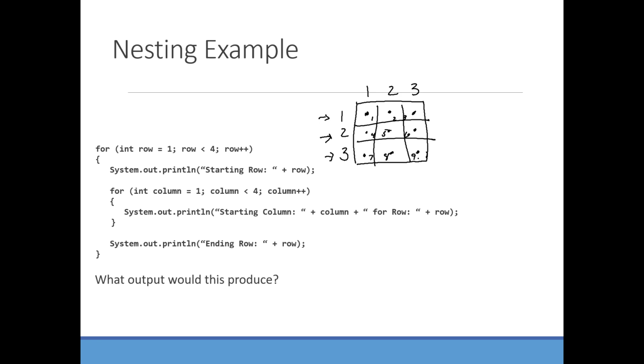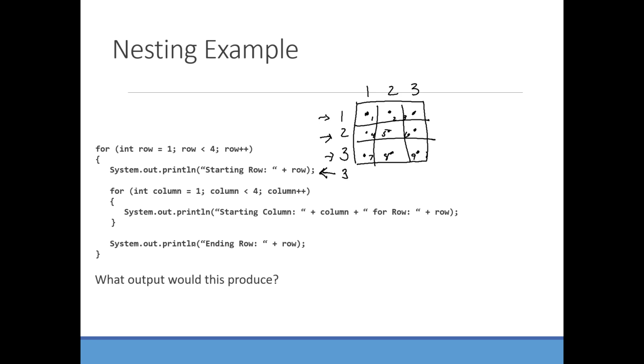Why does that matter? Well, think about it like this. We had one outer loop which maintained the rows. And for every one iteration of the outer loop, we did that inner loop 3 times. So now think about this for a second. How many times in total is this statement right here going to appear on the screen? Well, it's going to appear 3 times, once for each row.